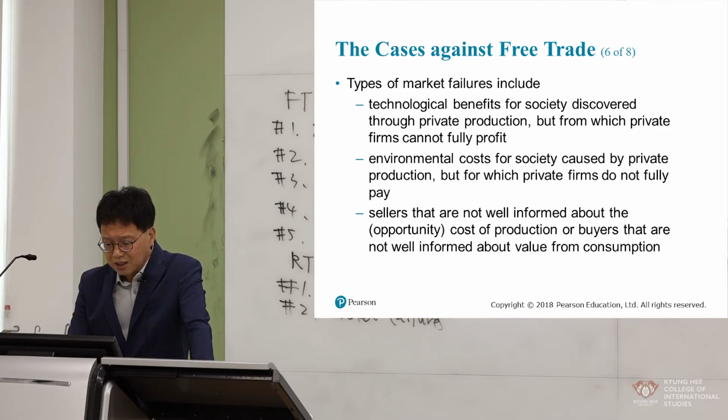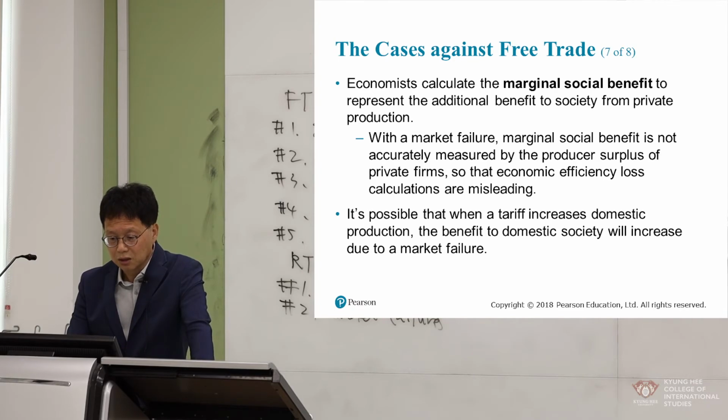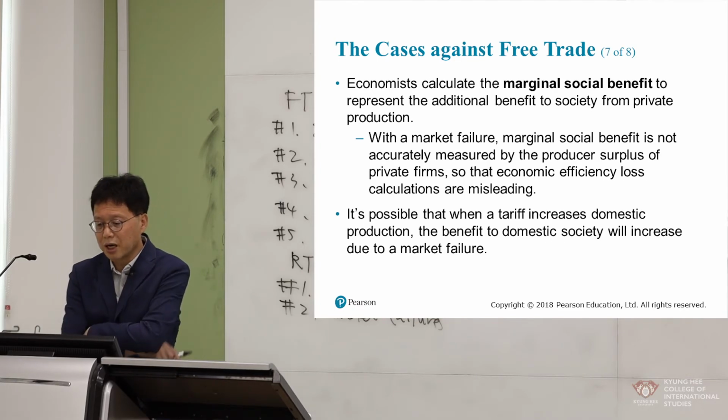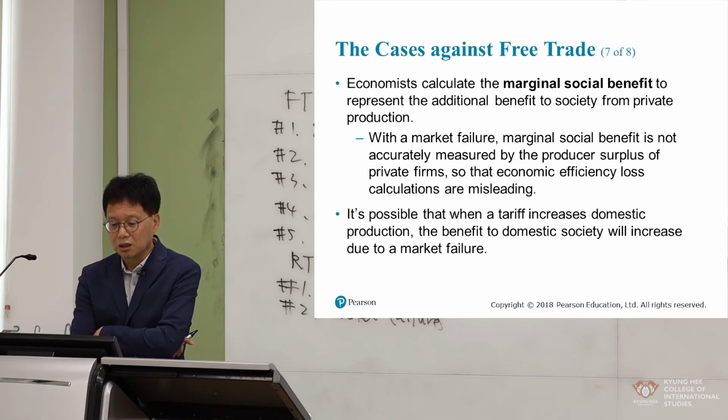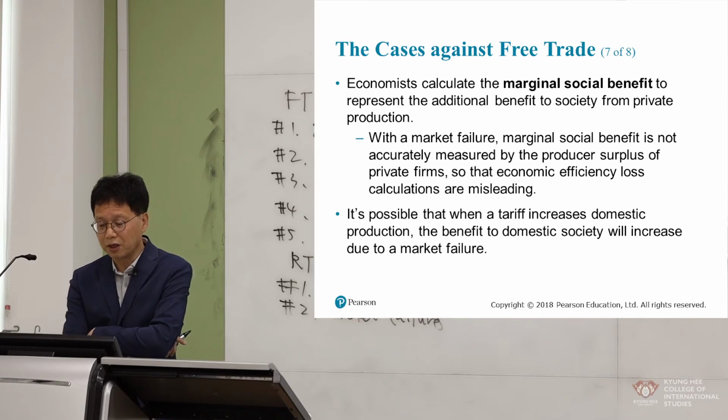And number three, sellers that are not well informed about cost of production, or buyers that are not well informed about value from consumption. So, asymmetric information story. Economists calculate the marginal social benefit to represent additional benefit to society from private production. With the market failures, marginal social benefit is not accurately measured by the producer surplus of private firms, so the economic efficiency loss calculations are misleading.